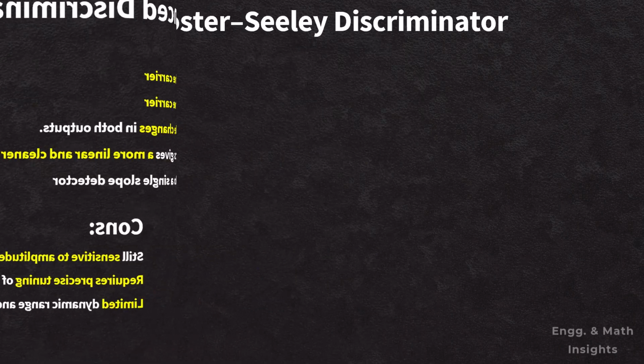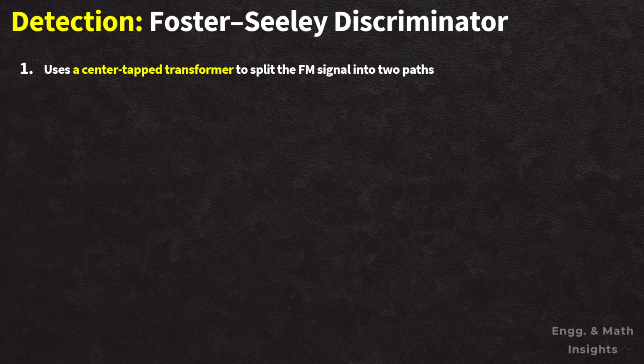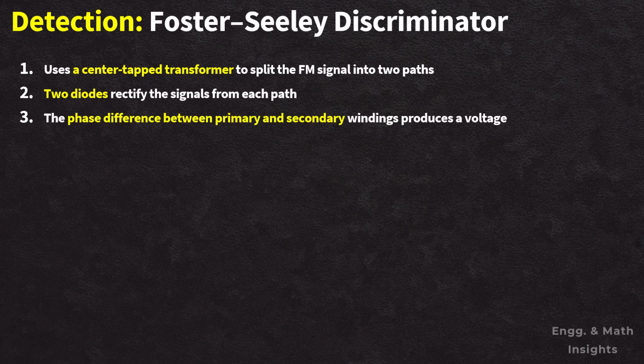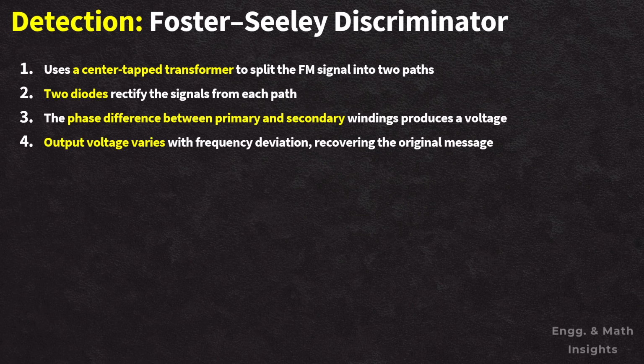Next is the Foster-Seeley discriminator. This classic method uses a center tapped transformer to split the FM signal into two phases. The two diodes rectify the signals, and the phase difference between the primary and secondary windings creates a voltage that varies with the frequency deviation. The voltage is proportional to the original message signal. It is one of the most popular FM detectors used in early analog FM receivers.